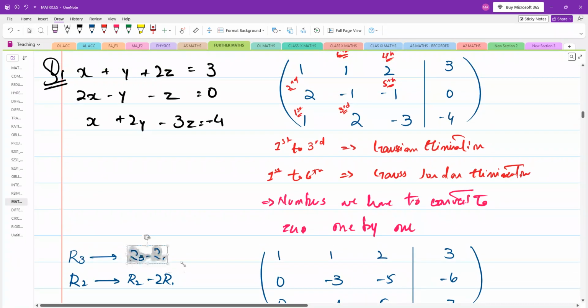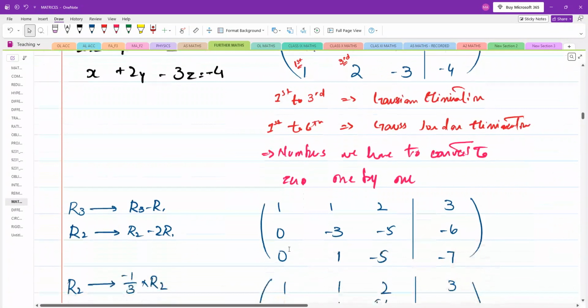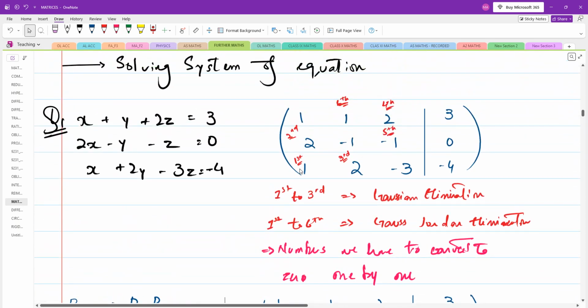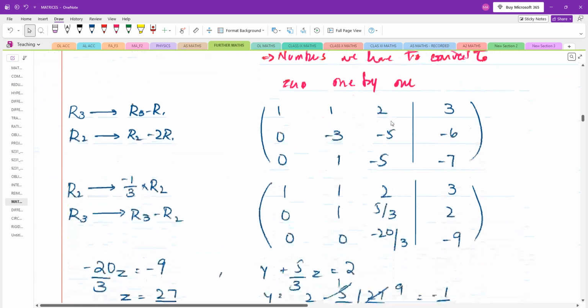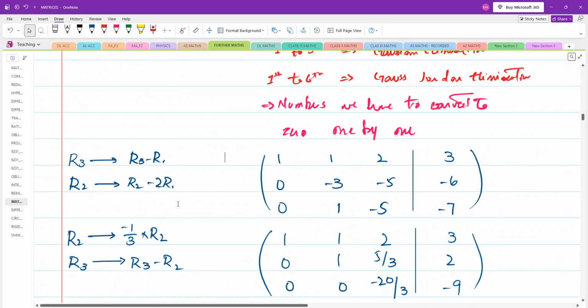So row 3 minus row 1 will be 1 minus 1 equal to 0. We have to first write the row that we are changing. We are changing row 3, and row 3 is now becoming row 3 minus row 1. So 1 minus 1 is 0, 2 minus 1 is 1, minus 3 minus 2 is minus 5. There we go. And minus 4 minus 3 is minus 7. This is the first row operation I did. You cannot do two row operations on a row at the same time. So I just did one, and the second one I did is on row 2.